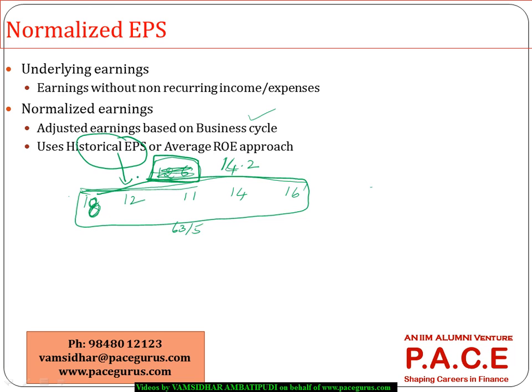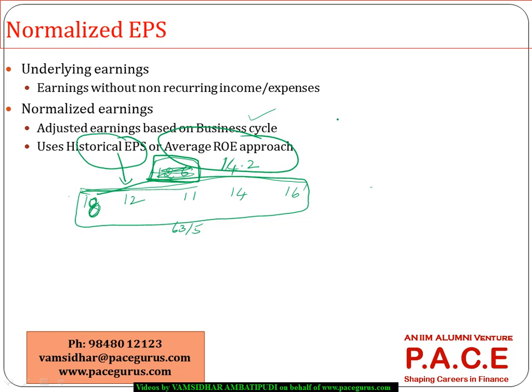So take the 5 years which form a part of the recent business cycle, and whatever the number of periods, take the years which form a part of the latest business cycle and find out the normal EPS as the average of all the EPS of the recent periods. That is one method.